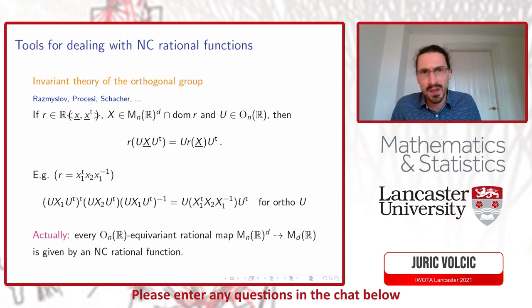That's invariant theory. If I have an NC rational function R, I take a tuple of matrices X and I take an orthogonal matrix. I can see that it doesn't matter if I first conjugate the tuple and then apply R to it, or if I first plug X into R and then conjugate the result. Right? So in other words, rational functions give me equivariant maps for the orthogonal action. This is an example, again, a little example here. And the funny thing that turns out is that whenever I have an equivariant rational map from tuples of matrices to matrices, it's always given by an NC rational function.